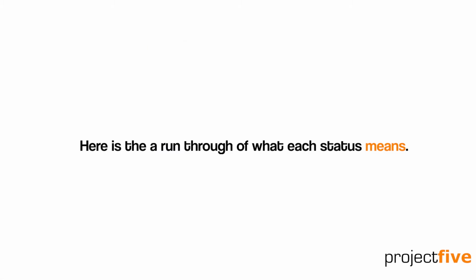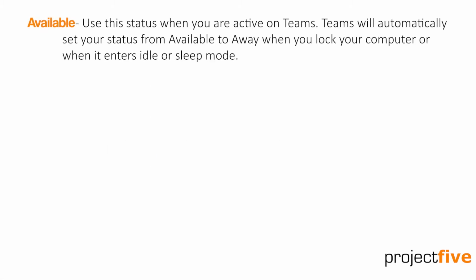Here is a run through of what each status means. Available is what you should set your status to if you're active on Teams and you do not have anything in your calendar at that particular time. It's worth noting that Teams will automatically set your status from available to away when you lock your computer or when it enters idle or sleep mode. If you use the Teams app on your mobile phone, then this will happen if the app is in the background.